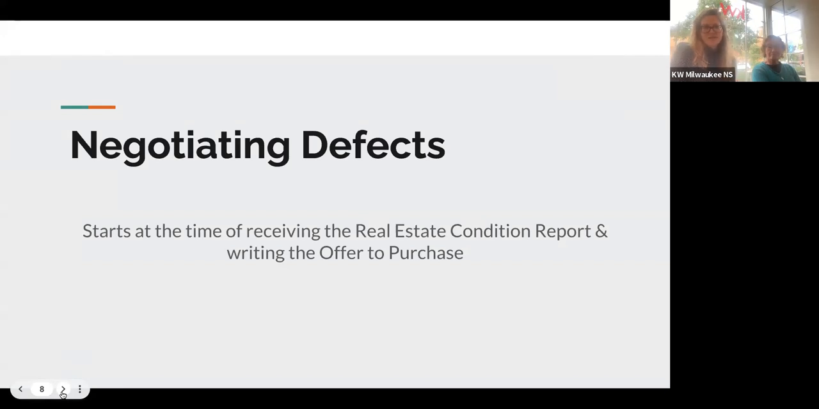Negotiating defects. Okay, so now we are at the stage of writing an offer. We're going to switch gears and come in from the angle of the buyer's agent here. So the buyer has received that real estate condition report. We're about to write an offer. Now what? Negotiating defects starts at the time of receiving a real estate condition report and writing an offer. It's not at the time of inspection.